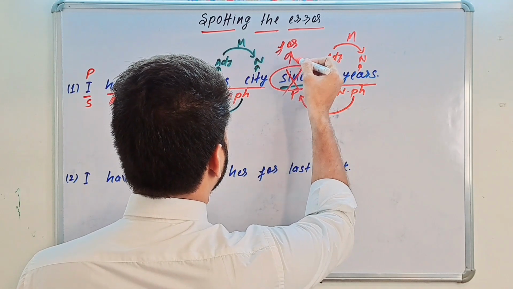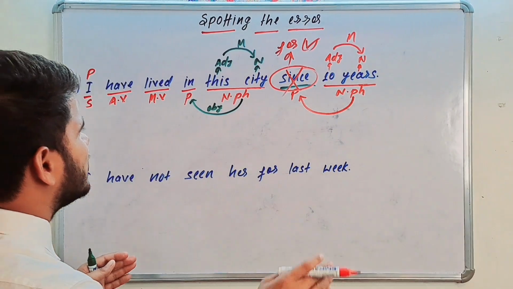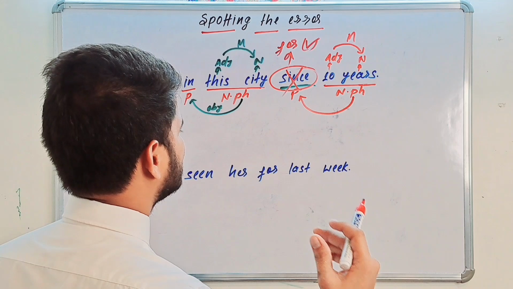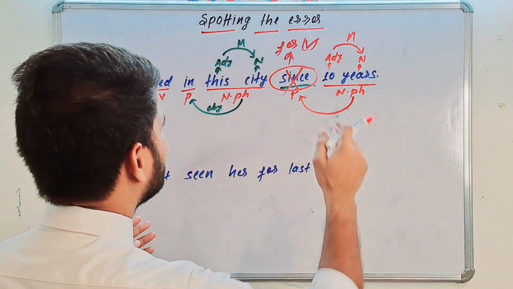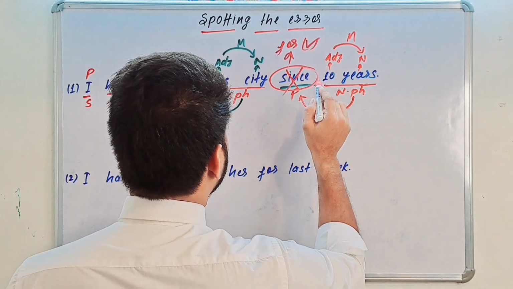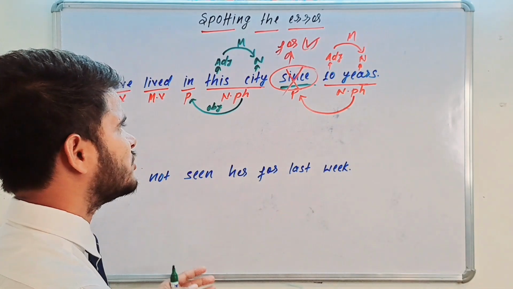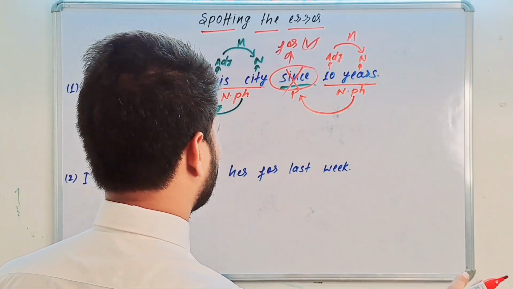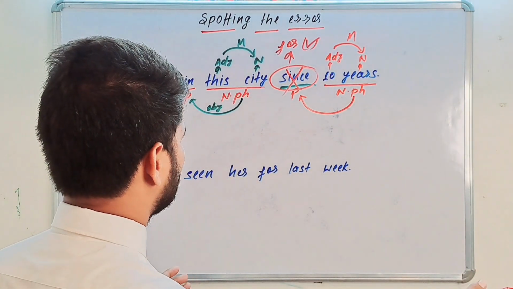Use for. This is the right use: I have lived in this city for 10 years, for 9 years, for 5 days, for 6 years, like that. I have lived in this city for 10 years. This is the right use of for in place of since, because the preposition for is used to denote a period of time, not a starting point of time.